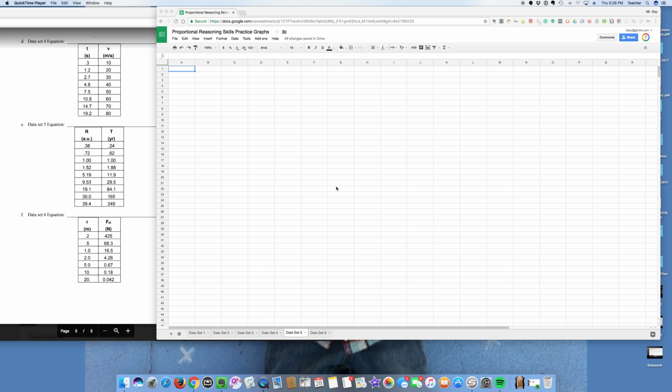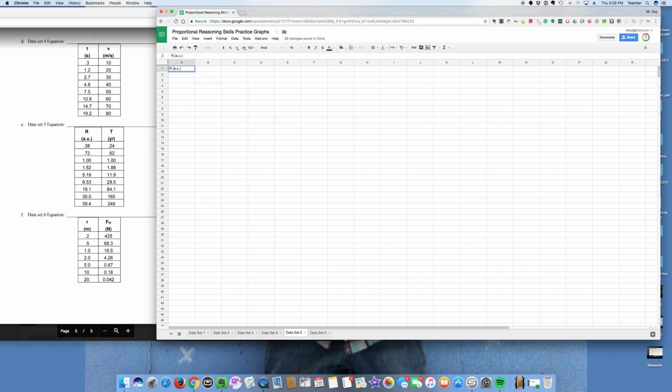Okay, so this is a screencast for Dataset 5. Wow, I'm almost done. All right, so this looks really cool. I do not know what R is. I have no idea, but it's measured in AU, and I think that's astronomical units.